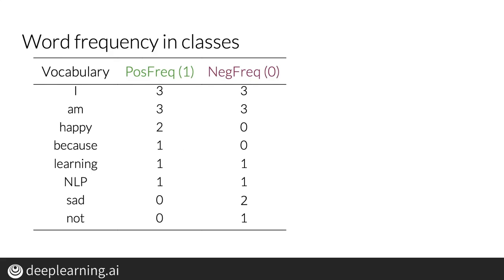In practice, when coding, this table is a dictionary mapping from a word class, pair, to its frequency. So it maps the word and its corresponding class to the frequency, or the number of times that word showed up in the class. You now know how to create a frequency dictionary, which maps a word and the class to the number of times that word showed up in the corresponding class. In the next video, you're going to use your frequency dictionary to represent a tweet.